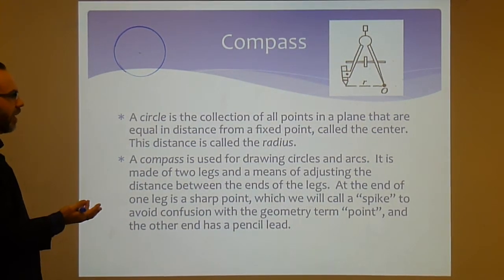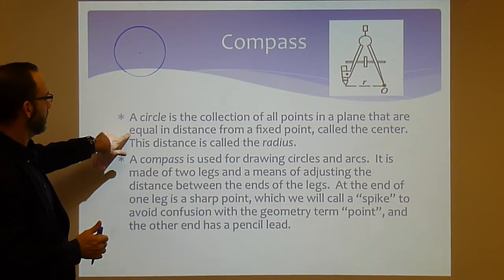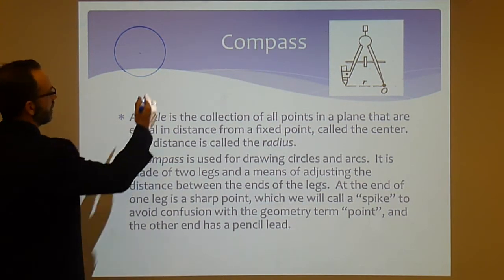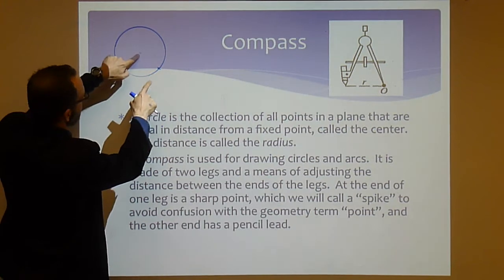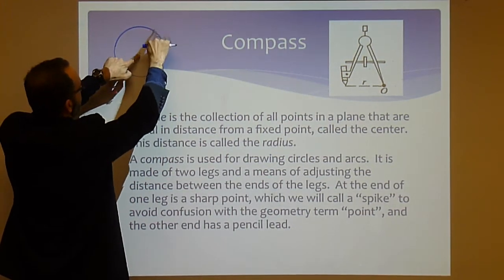So it's the collection of all points in a plane that are equidistant from a fixed point called the center. So this point over here is the same distance from the center as, say, any other point on the circle, this point right here.